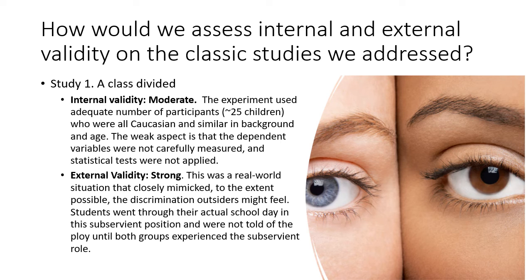In this case, the external validity was strong. This was a real-world situation that closely mimicked the discrimination outsiders might feel in a world where they're deemed inferior, or they're discriminated against. And so this was a real-world setting that was reasonable. And it was also a natural setting. This was a field experiment. Students went through their actual school day in the subservient position. They went out for recess. They did their schoolwork, and they weren't told of the ploy until both groups had experienced the subservient role. So very strong in external validity.